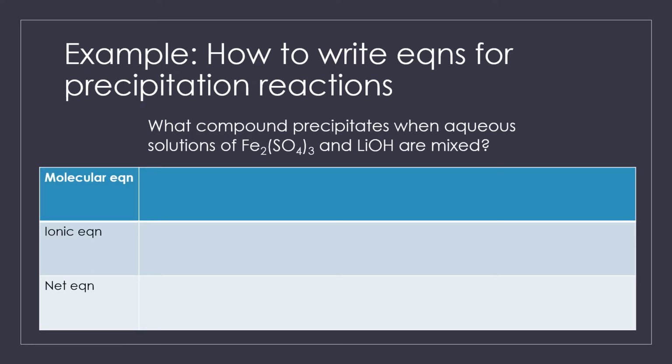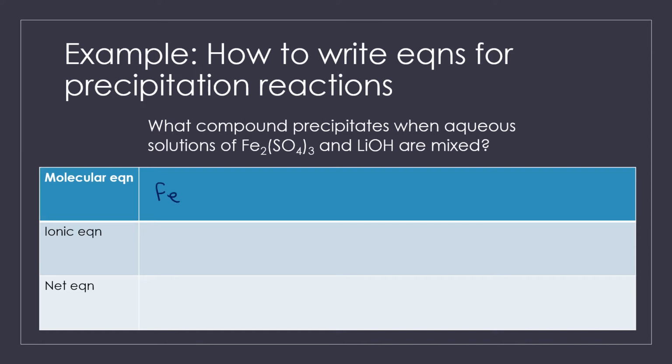Let's try and put these rules into practice here. So I'm going to do an example problem for you. This is pretty standard of what you can expect to see. So what compound precipitates when aqueous solutions of iron sulfate and lithium hydroxide are mixed? The first thing we need to do is to write down a well-balanced equation with its new formulas. You'll notice that I did not give you the products here, so we're going to have to predict them.